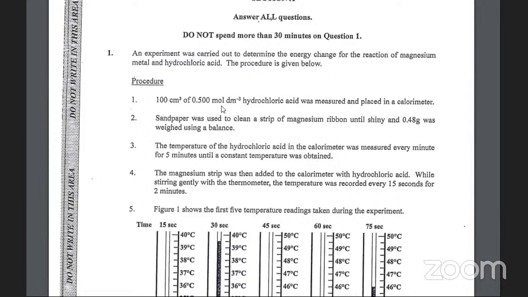So some information from the question. Laptop is freezing. All right, so ready again.